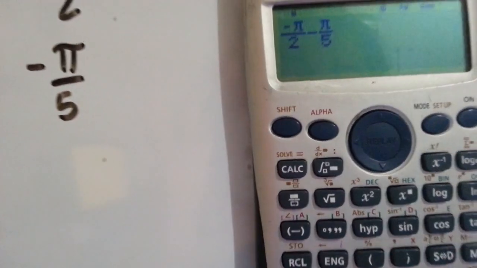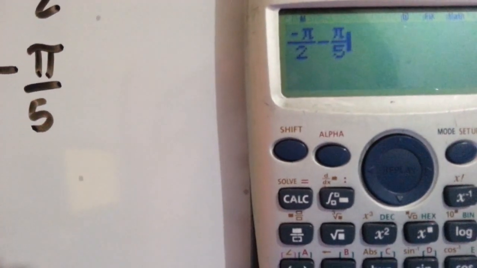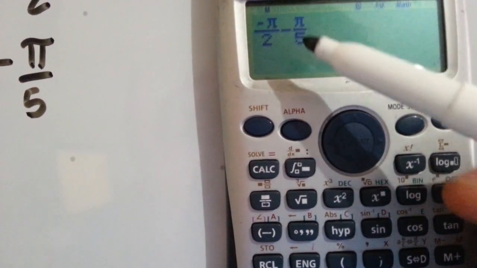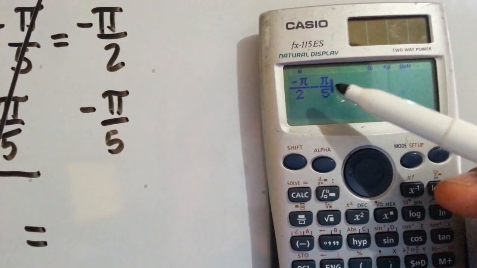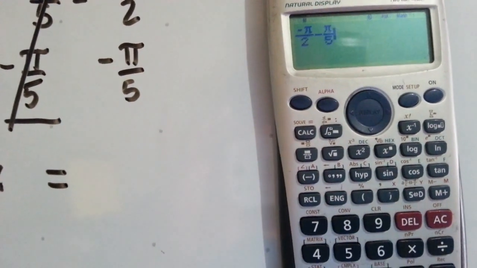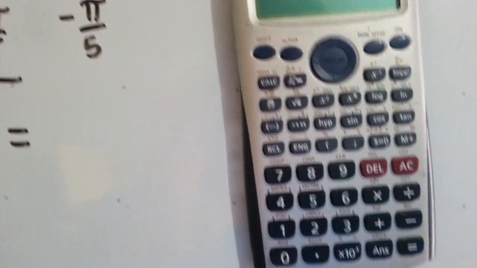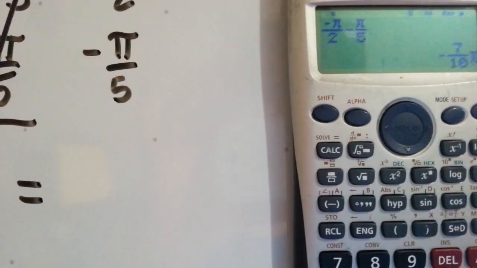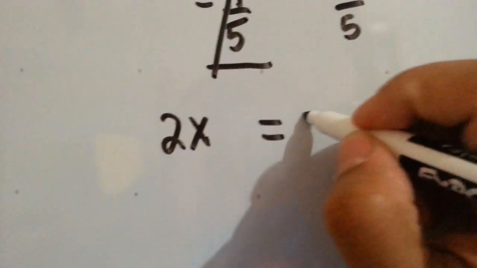I went ahead and typed it into the calculator. And don't do a double negative. It's negative pi over 2 minus pi over 5. So don't put a double negative there. Go ahead and put it in your calculator and double check. And if your calculator doesn't do pi, just put a 1 in place of the pi, and just remember to write pi on your answer. So we'll press equals, and we get negative 7 over 10 pi.